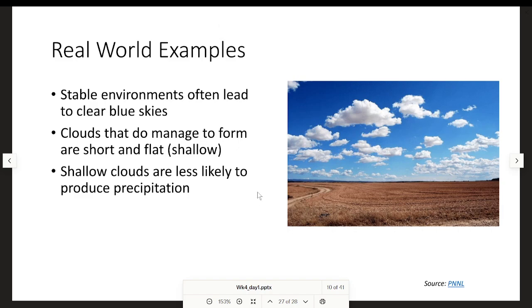Stable environments often lead to clear blue skies. Clouds that do manage to form are short and flat. They're shallow, and shallow clouds are less likely to produce precipitation. So you've got a lot of sinking air in here, and it's just hot and not great, not fun.